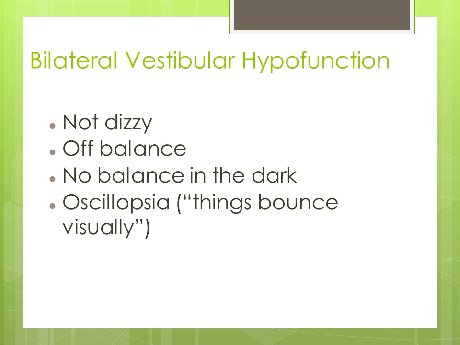Now, if a person has bilateral vestibular loss or hypofunction, they're not dizzy. Why would they not be dizzy? It's because they've lost the vestibular nerve on both sides and there's not an imbalance. There's no difference between the two ears. They're both at a zero. They're not putting out any information at all. But they do feel very off balance, and they have almost no balance at all in the dark. In fact, if you do a Romberg with eyes closed, they will fall like a tree.